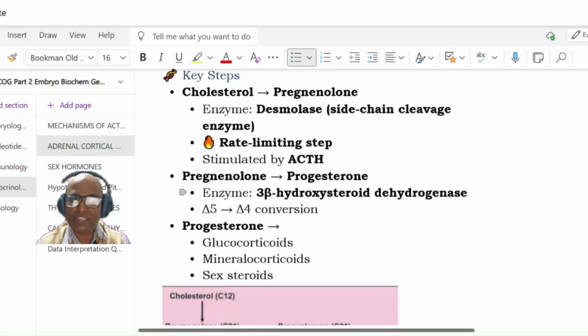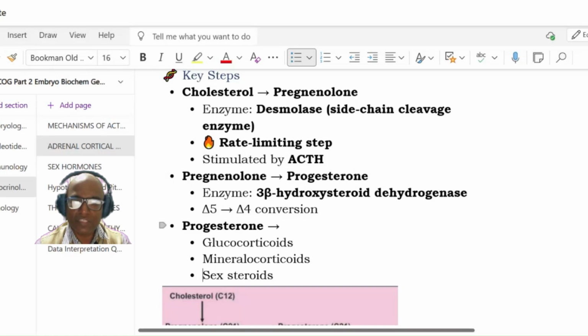So the enzyme involved is a 3-beta hydroxysteroid dehydrogenase. And here they convert delta 5 into delta 4. This 3-beta hydroxysteroid dehydrogenase converts the double bond at 5 into a double bond at 4. So pregnenolone will be converted into progesterone. The rate limiting step we have already seen.